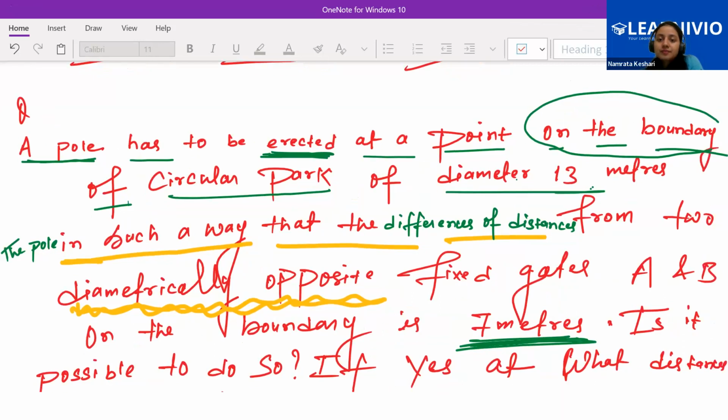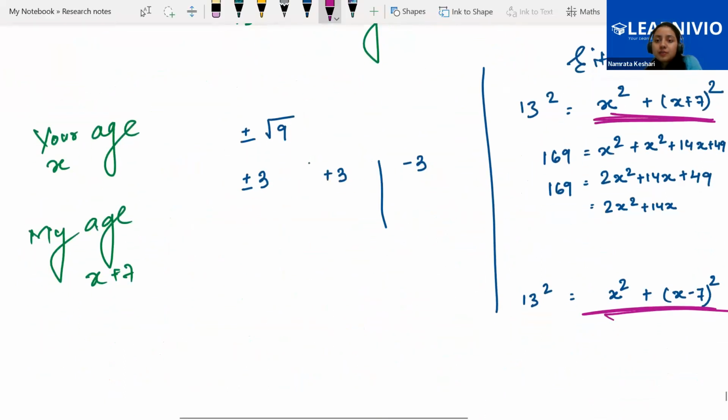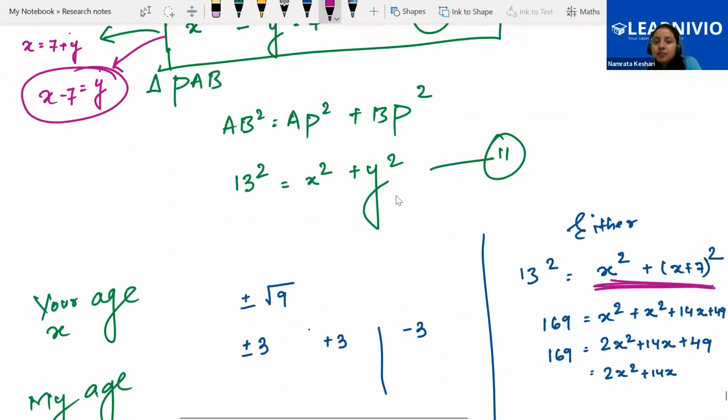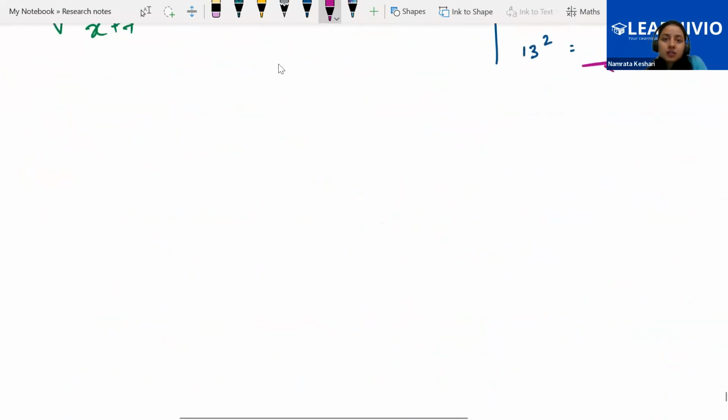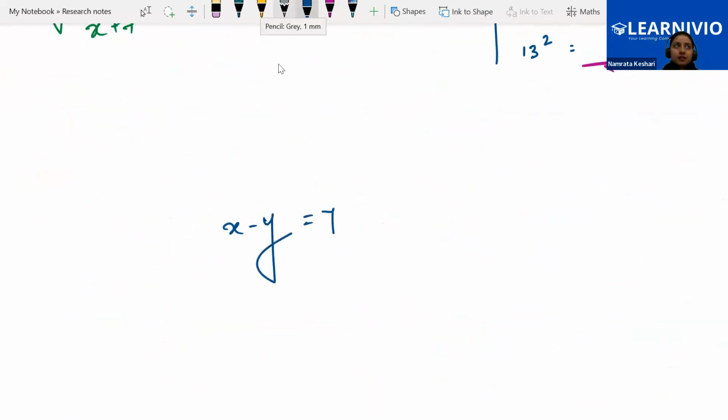Okay, let's solve it together. Whatever we are going to do, let's start with this one. x minus y equals 7 and 13 square equals x square plus y square. x minus y equals 7, and just a second.